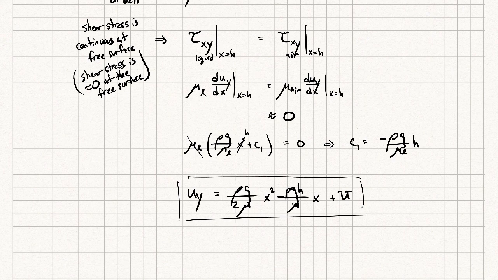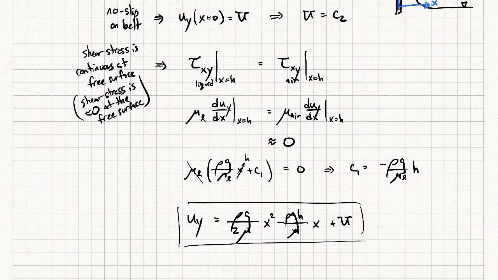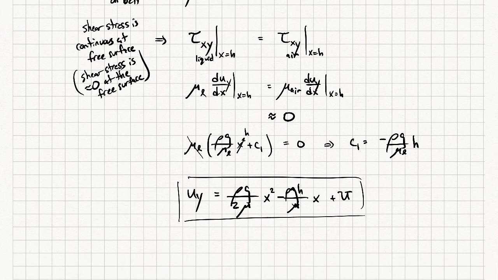And let me just double check that by plugging in my boundary conditions. So when x is 0, I should have it equal to capital U. So 0 there, I get my capital U. And if I take the derivative of that, dy dx, that'll be rho g over mu times x minus rho g h over mu.